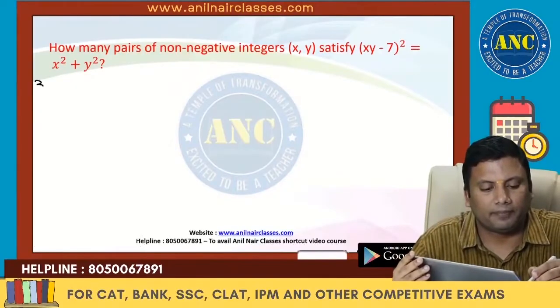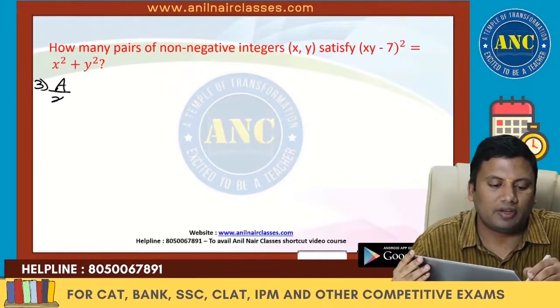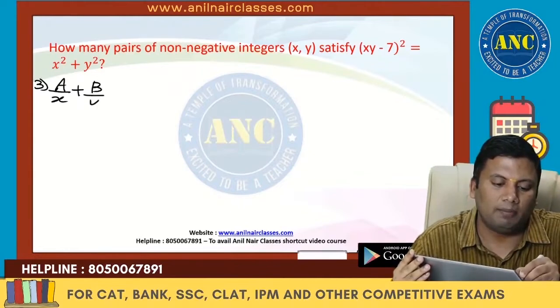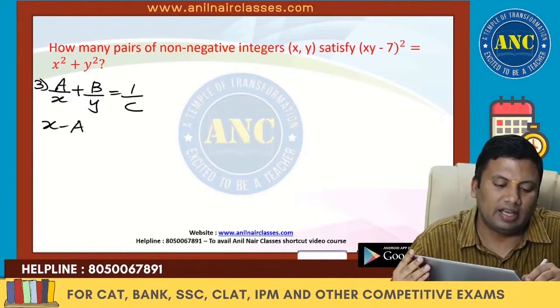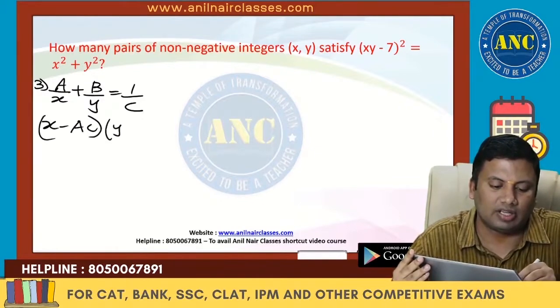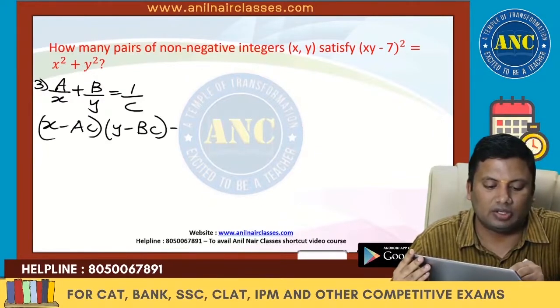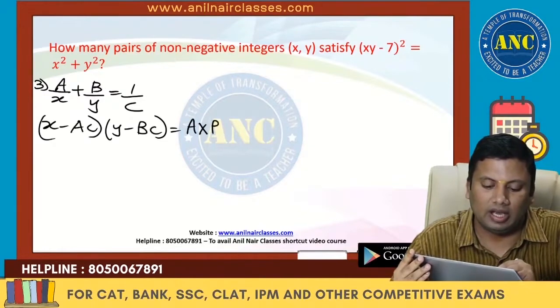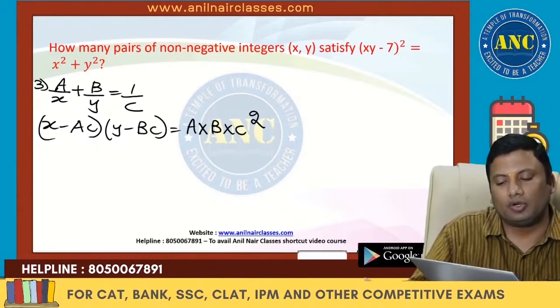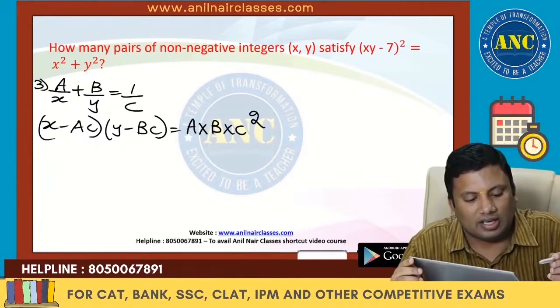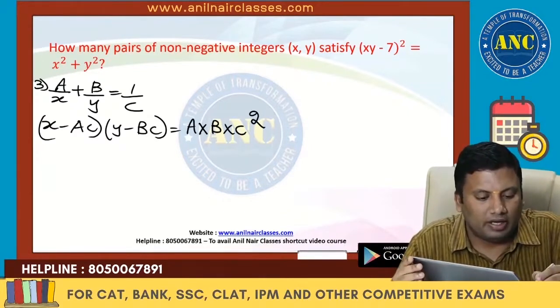Third key point. If the equation is of the form a by x plus b by y equivalent to 1 by c, directly write the equation as x minus ac into y minus bc equivalent to a into b into c square.